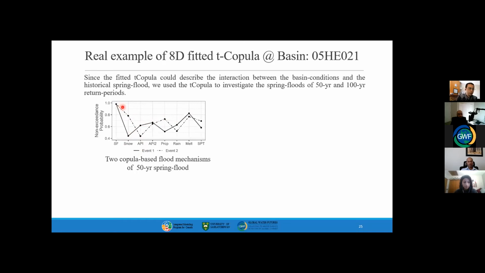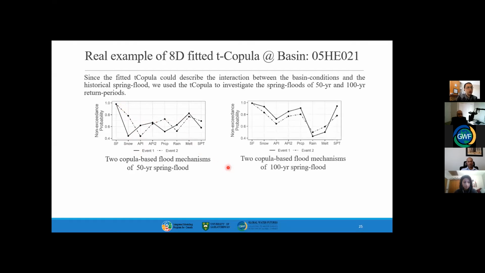spring flood. We did the same thing for the 100-year spring floods in that basin. We let the Copula set the basin conditions that are likely to generate a spring flood with 100-year return period. And we also noticed that compensating effect, especially between the snow and the rain over snow. So this leads us to the conclusion that different spring flood generation mechanisms could trigger the same spring floods.